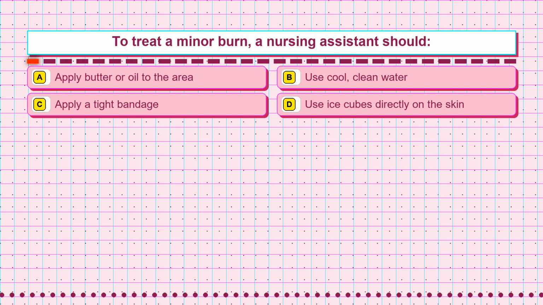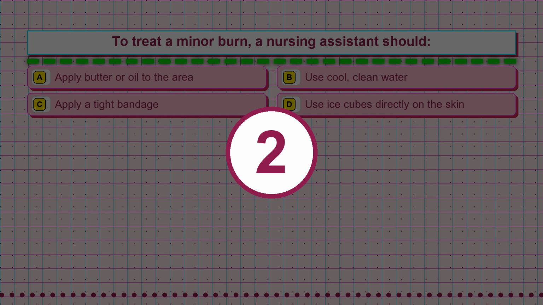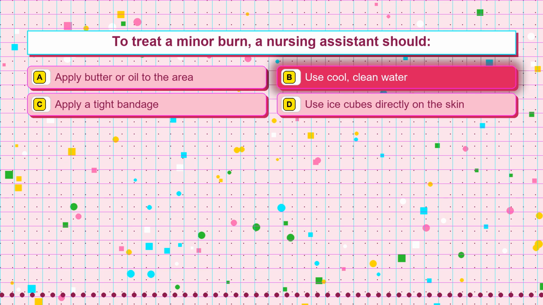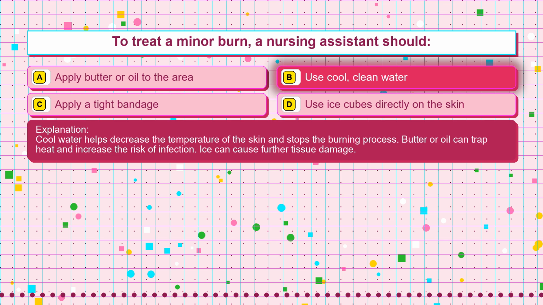Question 78. To treat a minor burn, a nursing assistant should: Option A, apply butter or oil to the area. Option B, use cool, clean water. Option C, apply a tight bandage. Option D, use ice cubes directly on the skin. The correct answer is option B, use cool, clean water. Cool water helps decrease the temperature of the skin and stops the burning process. Butter or oil can trap heat and increase the risk of infection. Ice can cause further tissue damage.